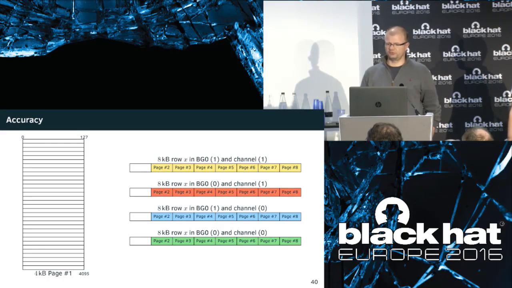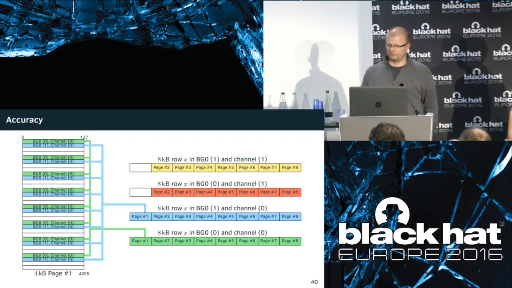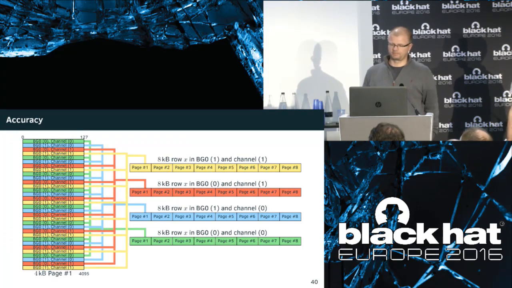Graphically, it looks something like this. You have on the left side the page that we're interested in, where handle uppercase is, and if we have an address in that where the bits are set so that the bank selection and the channel selection are both 0, we will end up in the green row below. And if one of the bits here, the bank group bit, is set to 1, well, we'll end up in the blue, and so on and so forth.